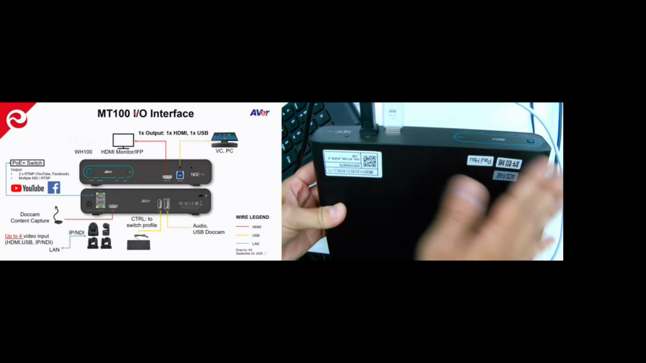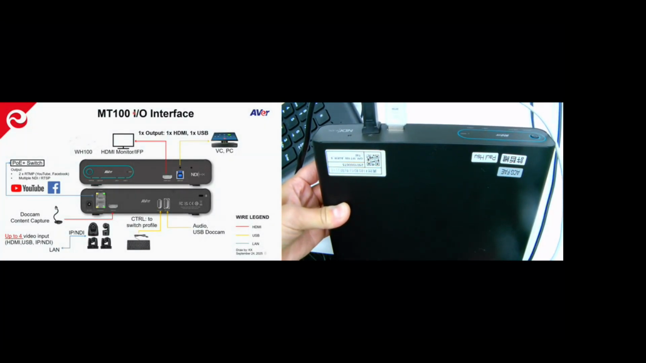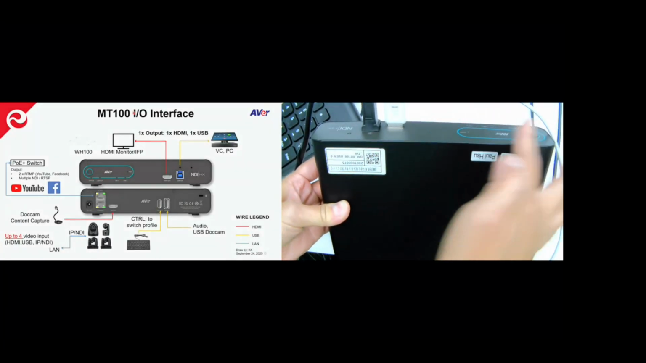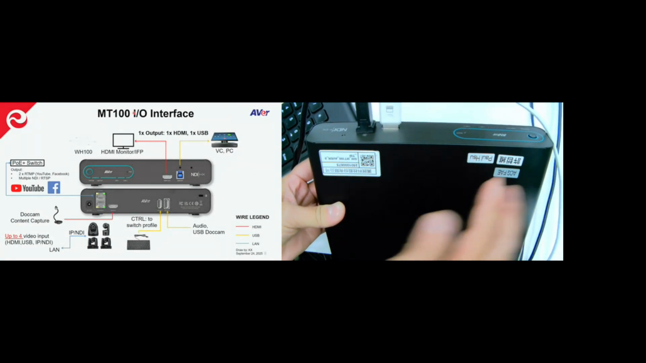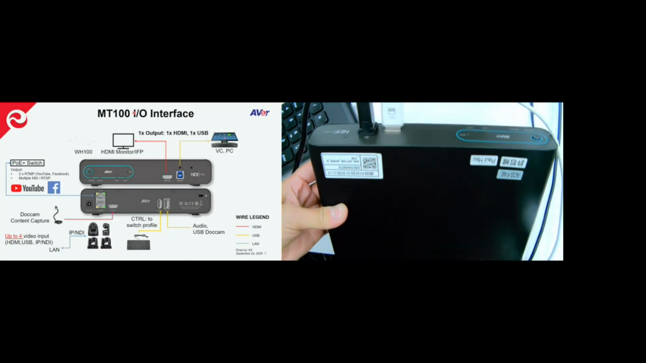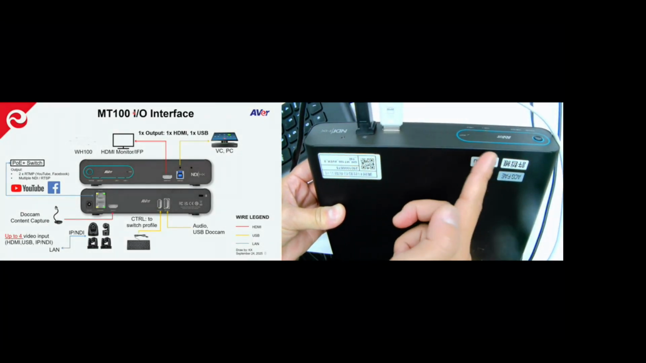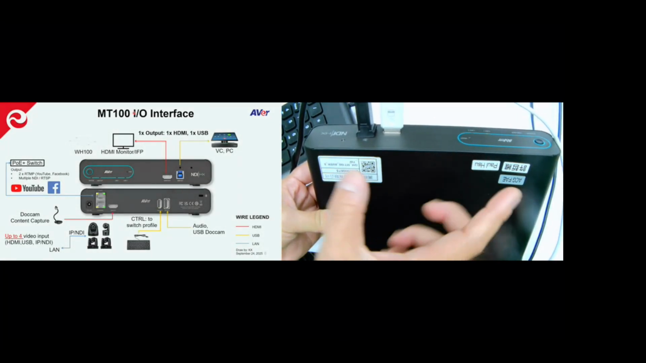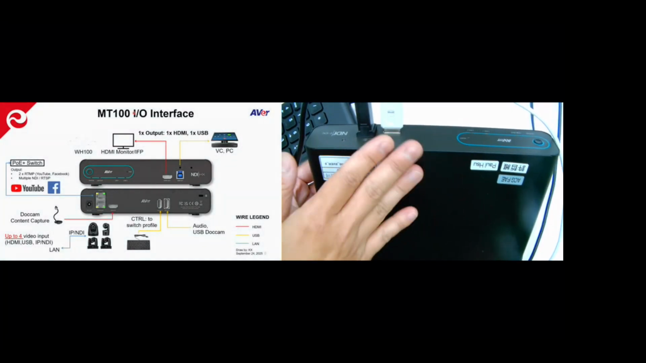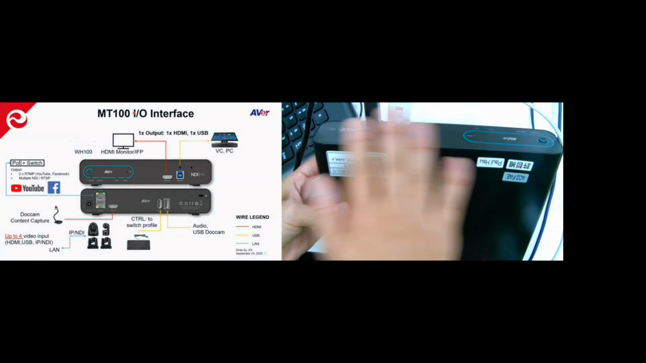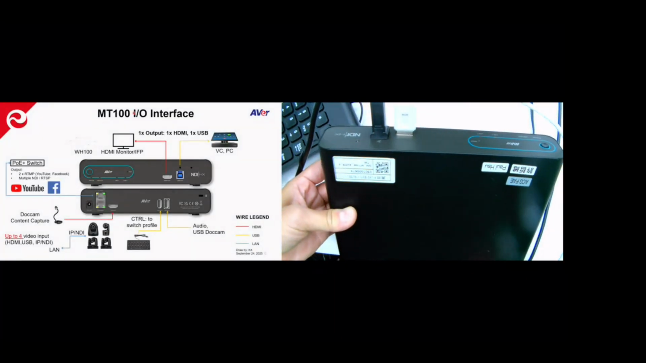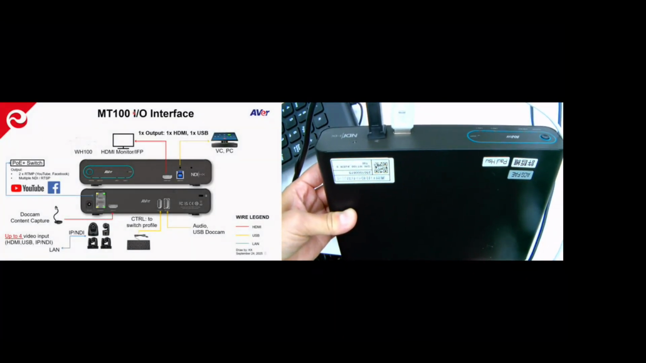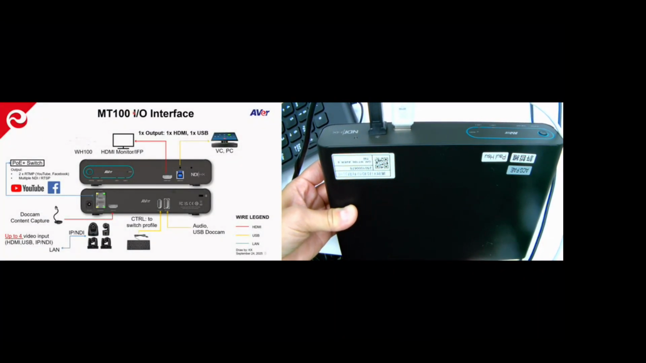MT100 has the same display as the MT300. We still keep the LED indicator layout like here, but we remove one USB indicator compared with MT300. And from the input side, output side, the rear side is the output side. For output, we keep only one set of HDMI and USB, but the MT300 has two sets.